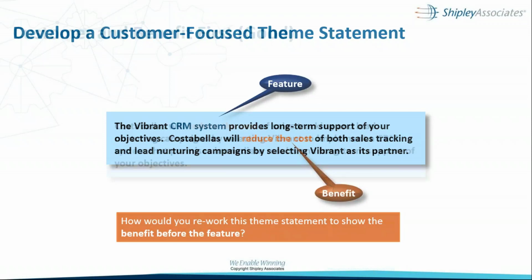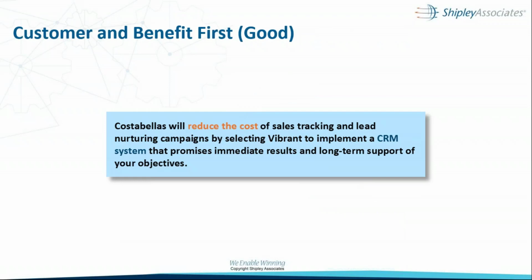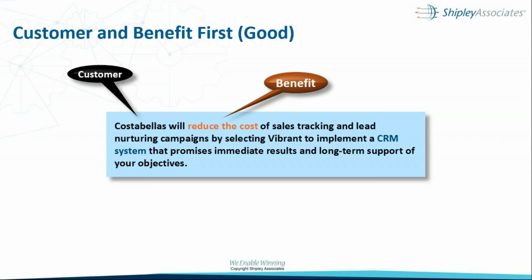Best practice, we would suggest that you flip the theme statement around and start any win theme with the customer's name. So Costa Bellas will reduce the cost of their sales tracking system: customer, benefit, solution. All we did here is flip this around to focus more on the customer, and we're putting that benefit right up front. So if you want to migrate win strategies into win themes and theme statements at the start of each major section of your proposal, this is one way to do it.